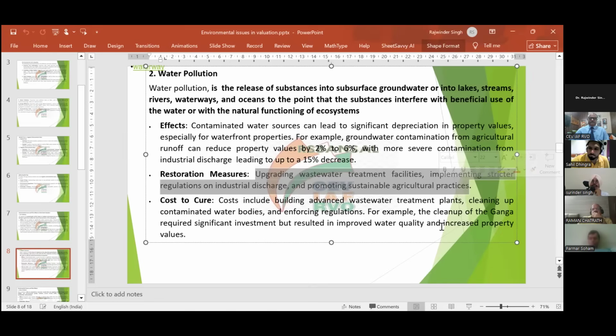And I think this adds to the reduction of value of the property, not directly but indirectly, that is cost to cure. This cost includes building advanced wastewater treatment plants, cleaning up contaminated water bodies, and enforcing regulations. For example, cleaning up of the Ganga required significant investment, but resulted in improved water quality and increased property values.